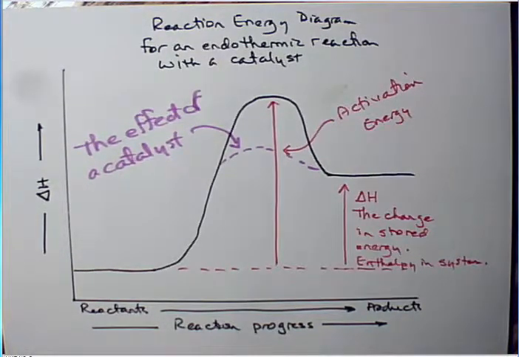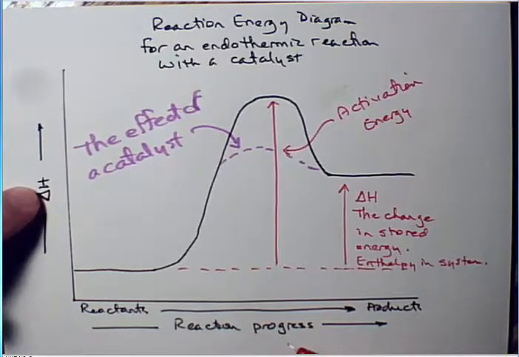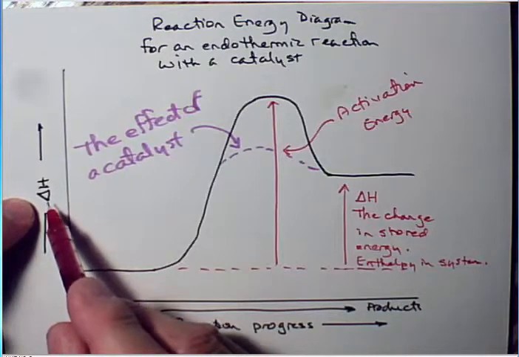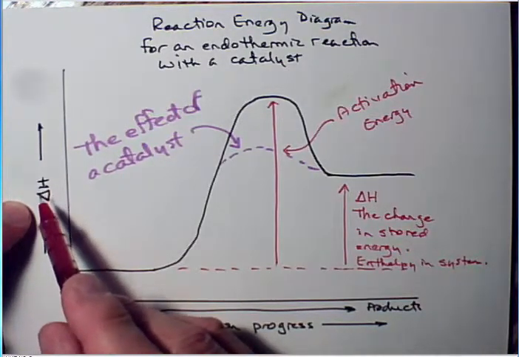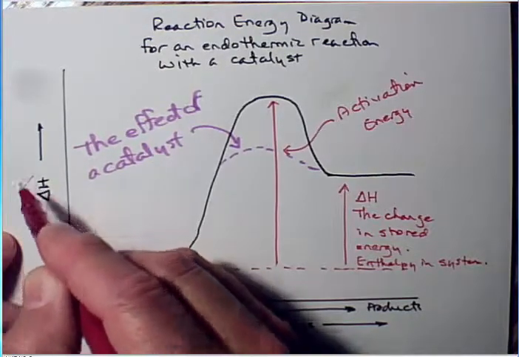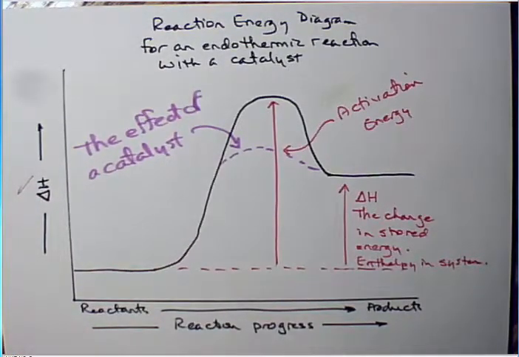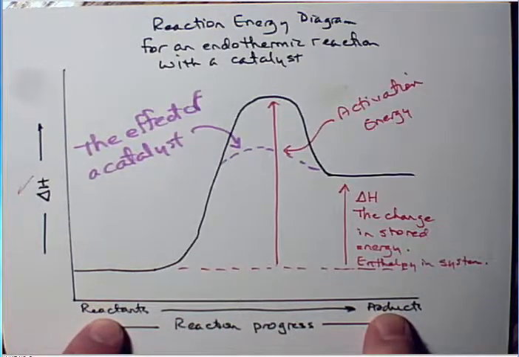So let's talk about how to grade this then. You have to have your axes labeled properly. So you have to have enthalpy or delta H over here. One or the other is fine. But you have to label the axis. It has to be labeled properly. You have to label this axis. And I said a moment ago that reactants going to products is acceptable.